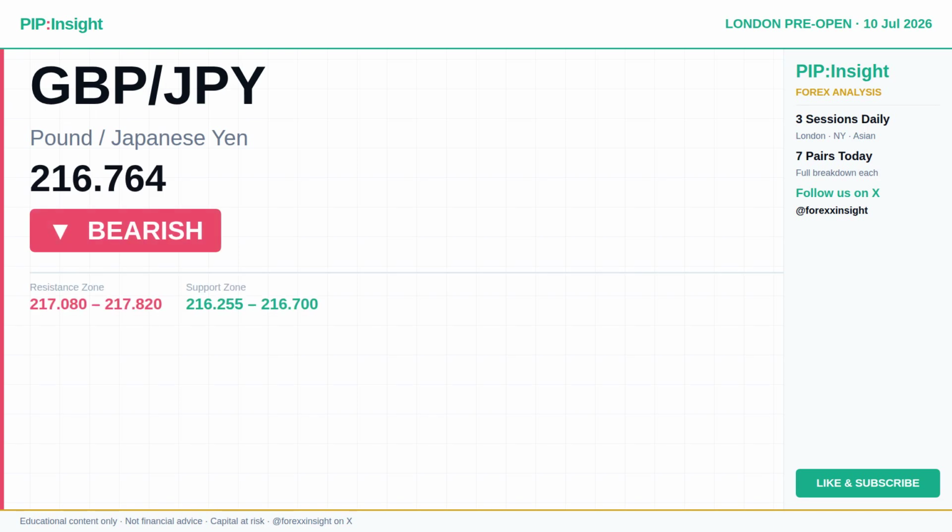Pound yen. The chart is showing bearish structure on this session. The 4-hour trend is to the downside and the 1-hour is also pointing lower. Resistance is marked between 217.08 and 217.82. Support is marked between 216.255 and 216.7. Here is the full chart breakdown.